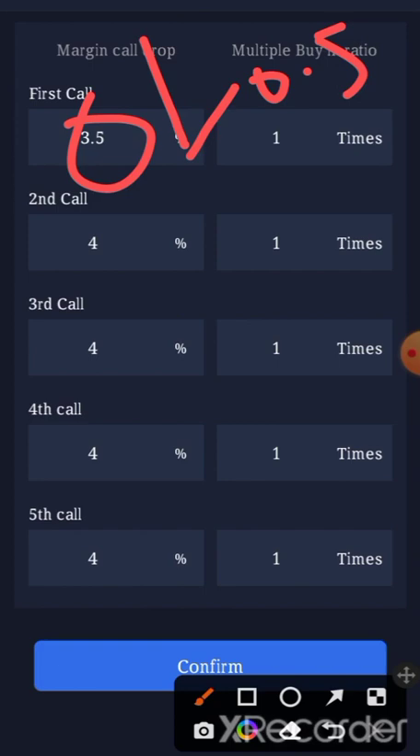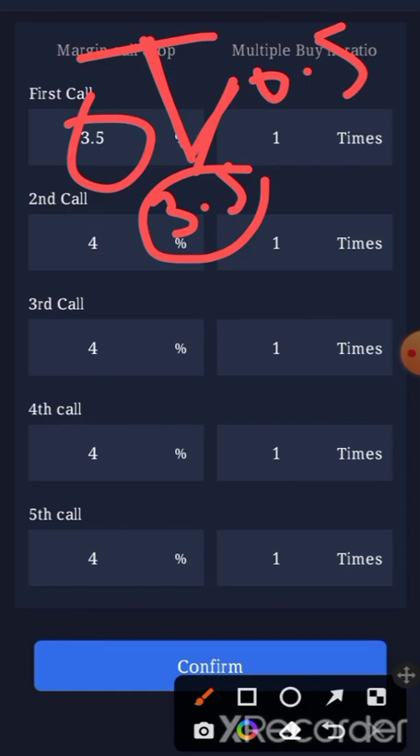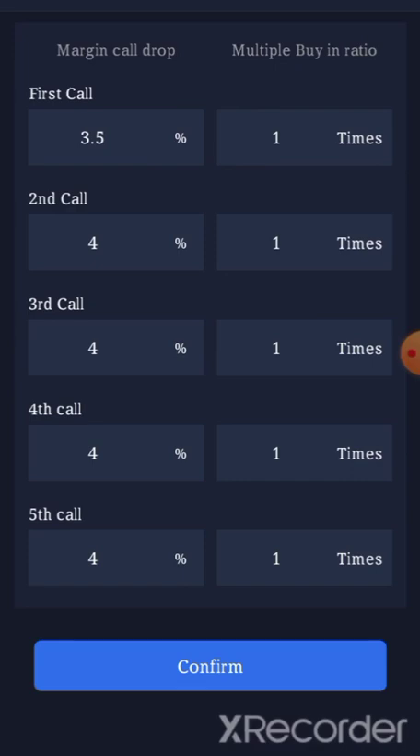So it has dropped from this price by 3.5, but it won't buy exactly at 3.5. It has to call back a little. It has to go up a little by 0.5. So in actual sense, the actual buying will happen at 3%, not the 3.5. I hope that is a little clear. Okay, so just confirm that.